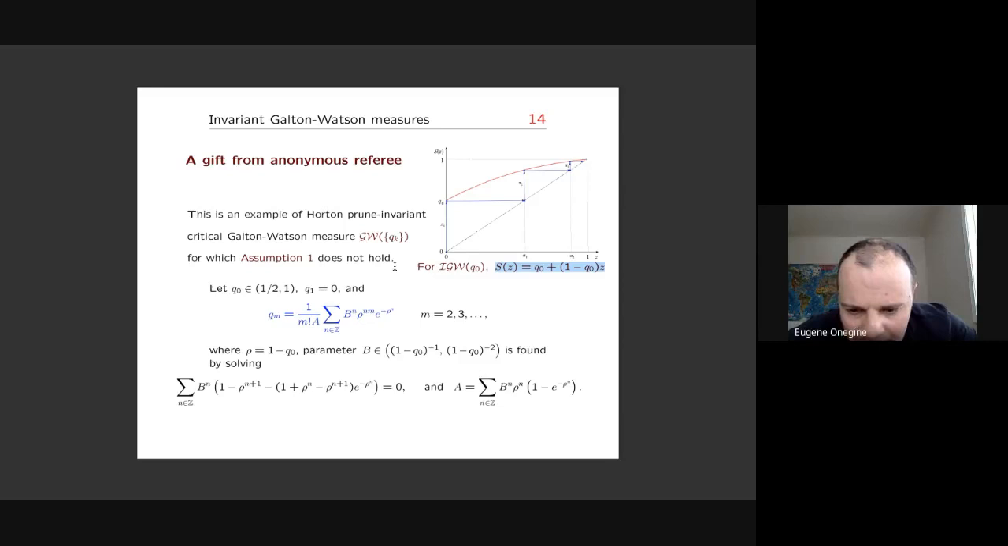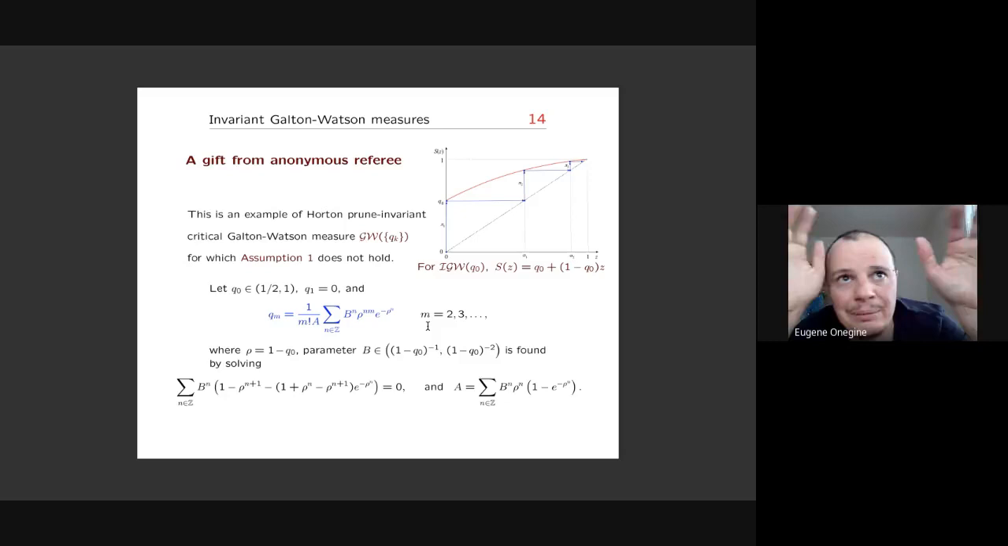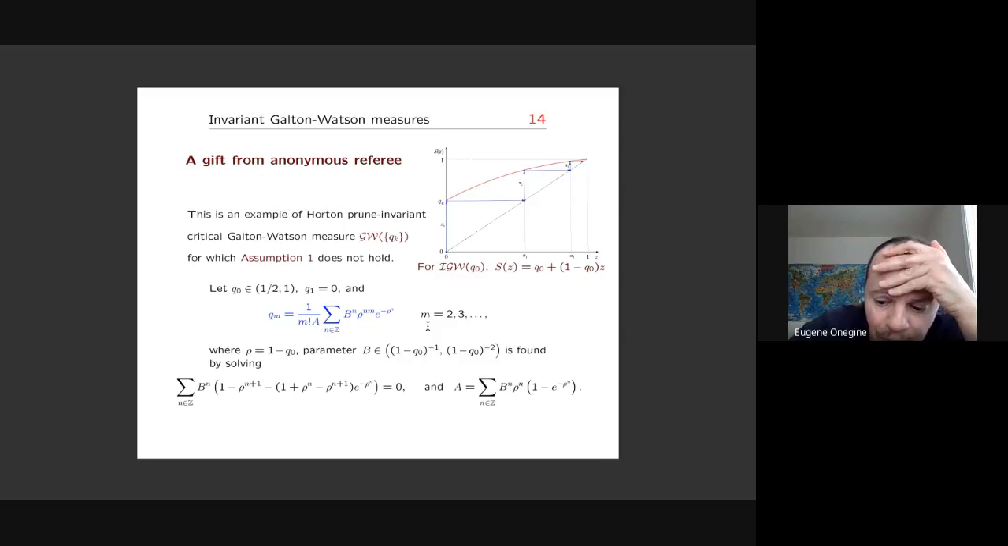Now, our current work actually shows that these IGW Q measures are also invariant under different other kinds of pruning, including the famous tree erasure by Neveu, when we introduce edge lengths.